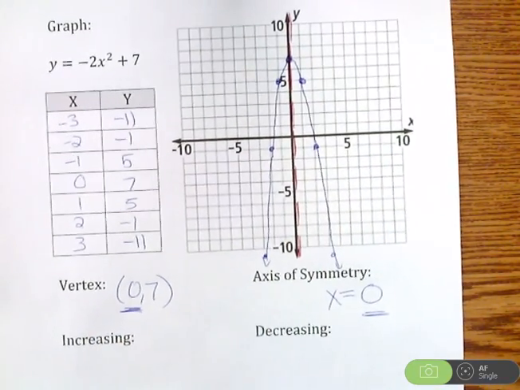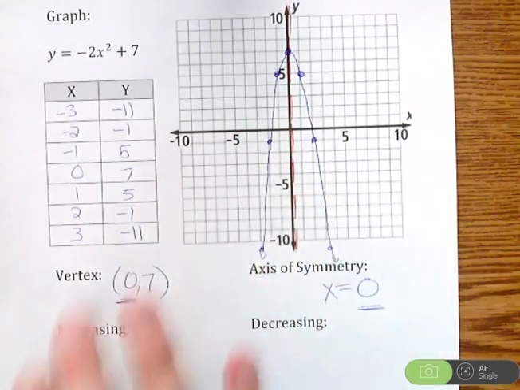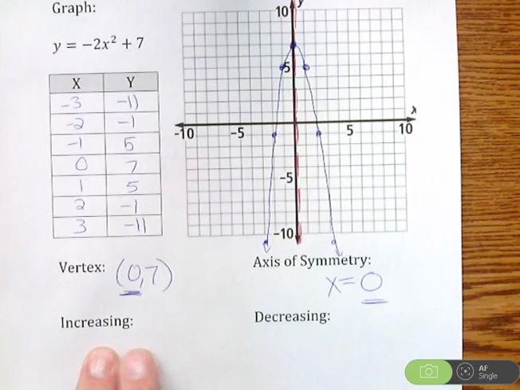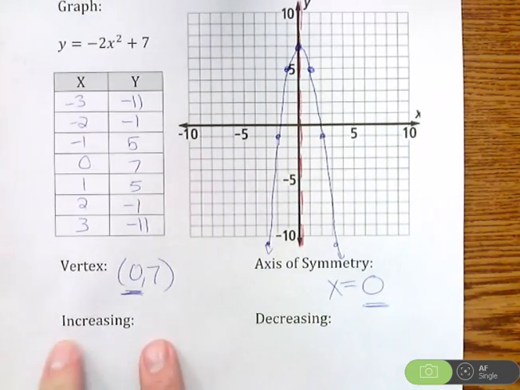So what's new with this one that I want to hit on, because a lot of that right there should be repetition from the first quadratic video, is increasing and decreasing. So how we do this again is just like you read.